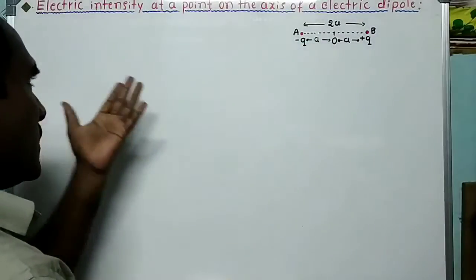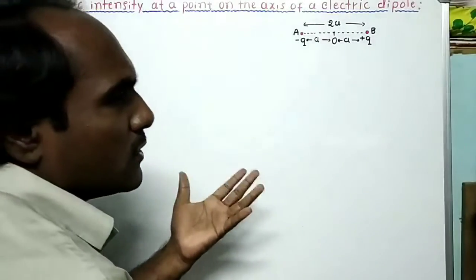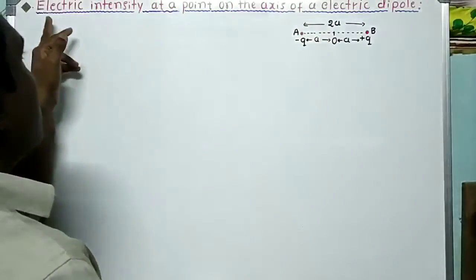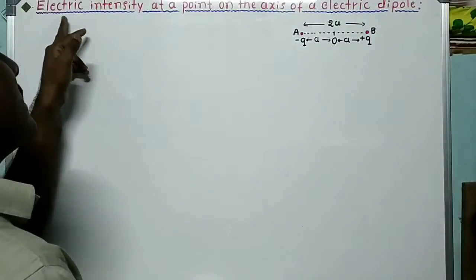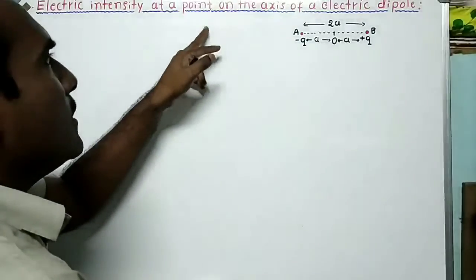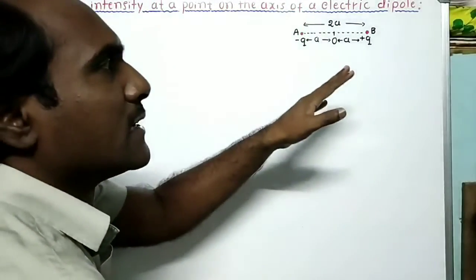Okay, now in this derivation what we are going to do, we are going to derive the electric intensity at a point on the axis of an electric dipole.